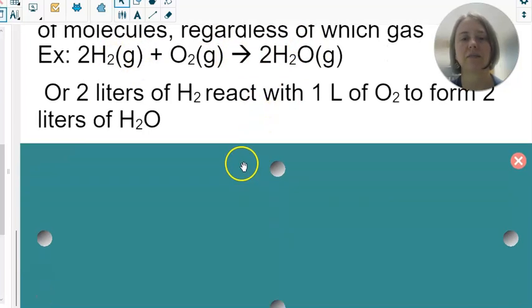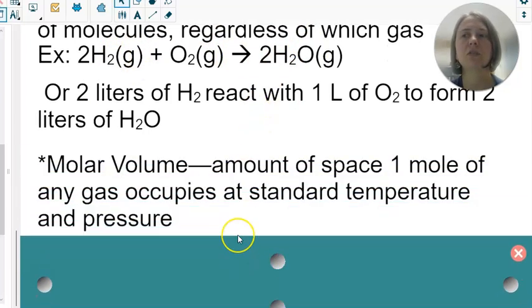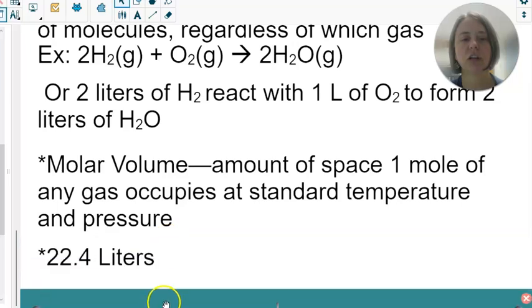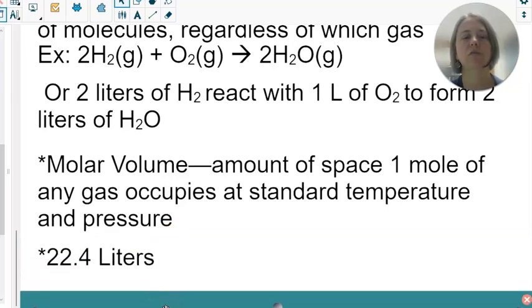different gases. Okay, so there's this thing that is important with gas laws, and it's called molar volume. The amount of space 1 mole of any gas occupies at standard temperature and pressure. So any gas, if you have 1 mole at standard temperature and pressure, it will take up 22.4 liters.